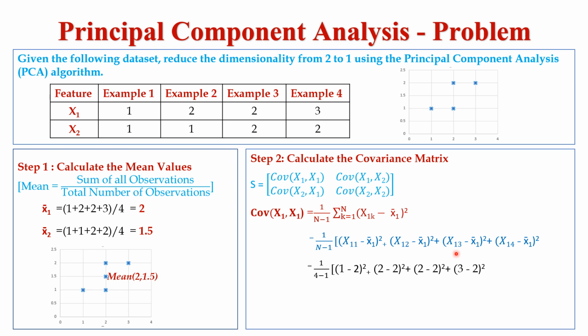The next term is (x13 minus x1 bar) the whole square. The value for x13 should be taken from the feature x1 and example 3. The value is 2. We subtract the mean value 2, so we get (2 minus 2) the whole square. Next, plus (x14 minus x1 bar) the whole square. The value for x14 should be chosen from the feature x1 and example 4. The value is 3. We subtract the mean value 2, so we have (3 minus 2) the whole square. Now we have substituted the values in this formula. After substituting and calculating, the final value we get is 0.666.